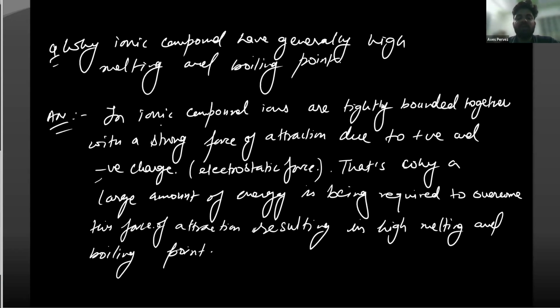The answer for this one is: in ionic compounds, ions are tightly bonded together with a strong force of attraction due to positive and negative charges. The force of attraction between positive and negative is called electrostatic force. That's why a large amount of energy is required to overcome this force of attraction, and that's why they have high melting and boiling points. Got it? Yes, sir.